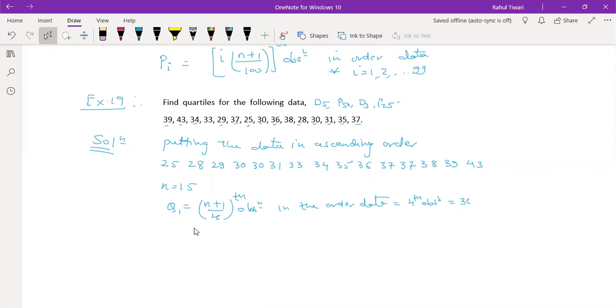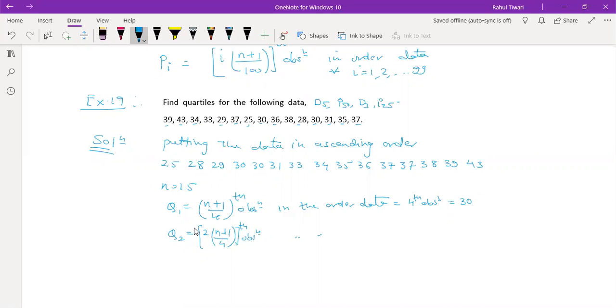Similarly, what about Q2? What is the definition? It is 2 times (n plus 1) by 4. Now (n plus 1) by 4 is common, right? So if you just multiply by 2, that means it is the 8th observation. You may write the formula, you may write the usual definitions, but while calculating, you take the 8th observation.